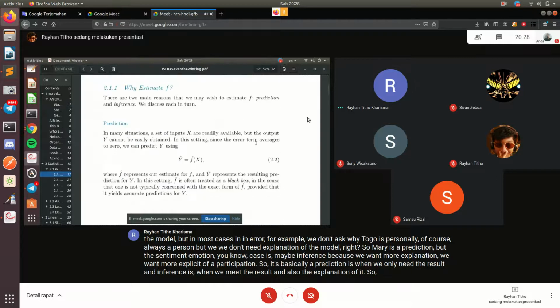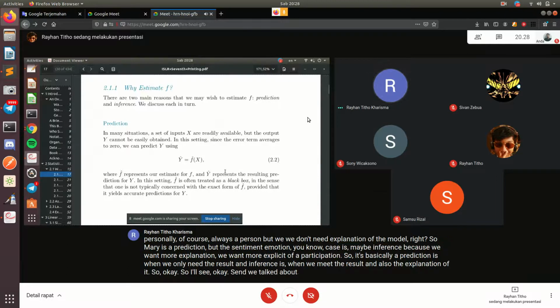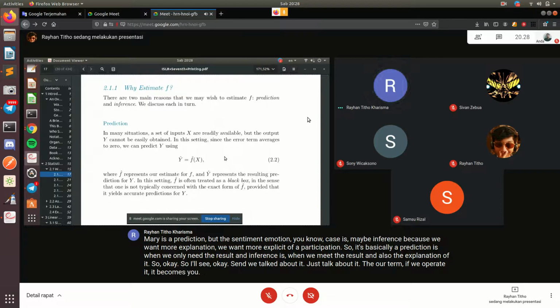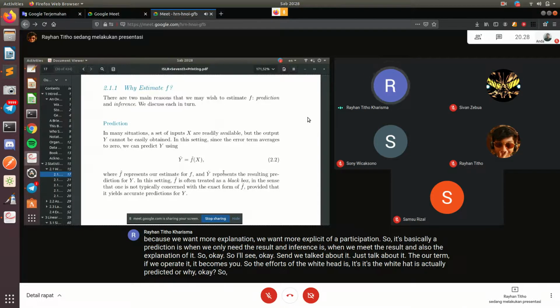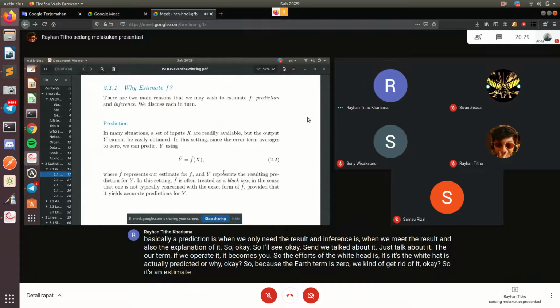So okay, let's see. We just talk about it. The error term, if we average it, becomes 0. So the average of y hat, the y hat is actually the predicted y. Because the error term is 0, we cannot get rid of it. So it's an estimate value.